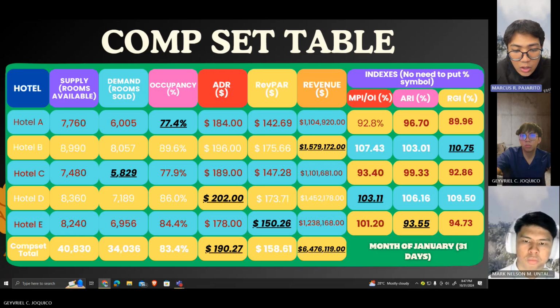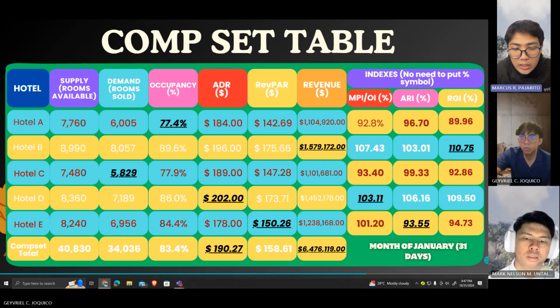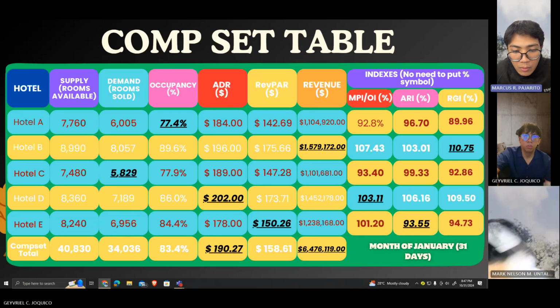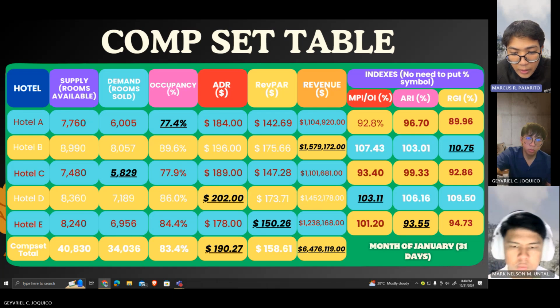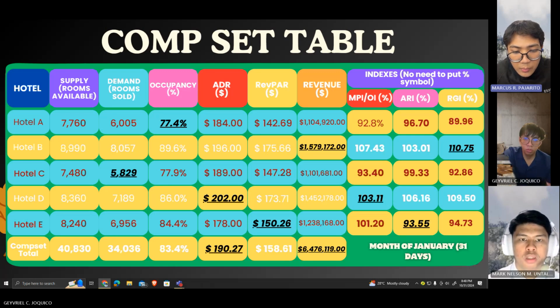In contrast, Hotels A, C, and E have ARI scores below 100, meaning they charge lower rates than their competitors. Hotel E, with an ARI of 93.55, has the lowest rate among the hotels analyzed, reflecting a more budget-friendly position that could limit its revenue potential despite strong occupancy. To stay competitive, these hotels might consider adjusting their pricing strategies to align better with market trends while ensuring they deliver value to guests.